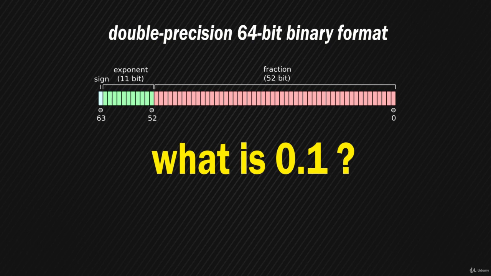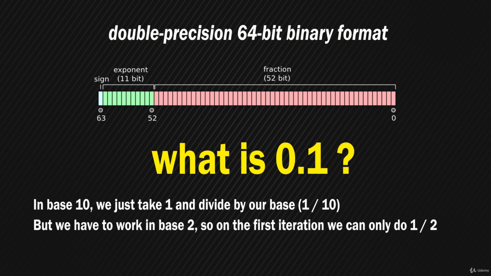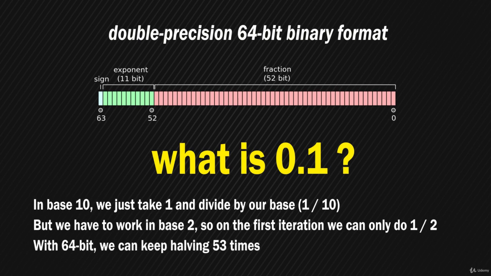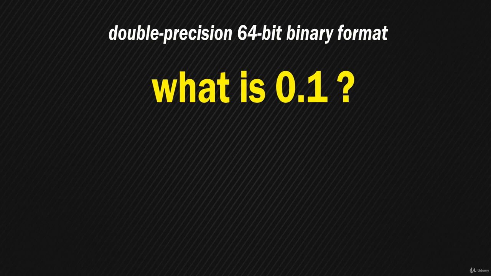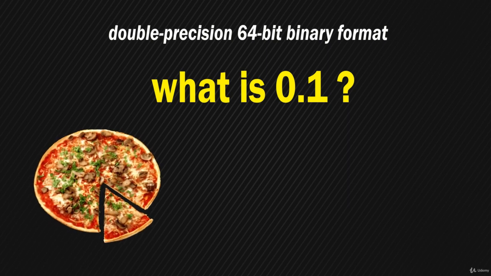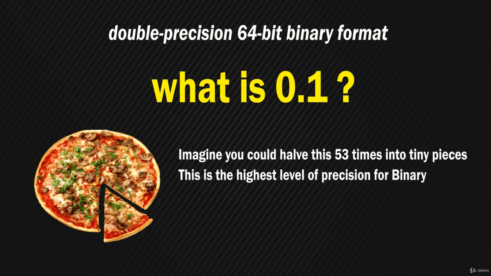And in base 10, we just took 1 and divided it by our base, which is 10. But with computers, we only have base 2. So the first iteration we can do is only divide it by 2. And with 64-bit, this means we can only keep halving 53 times. To represent this in a way that I think will make the penny drop, imagine we had this pizza, and we could only halve this pizza 53 times. This is binary. And this is the smallest amount of a slither we can actually get in binary. It's the highest level of precision.